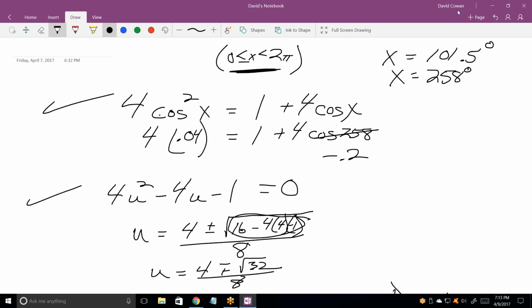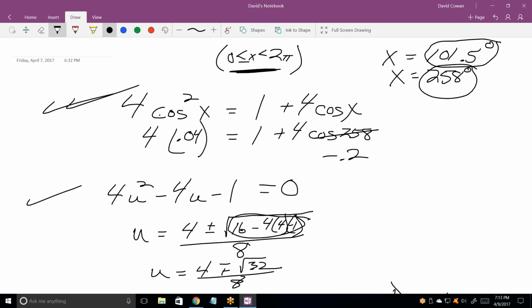Now, if you also checked 101.5 degrees, you should also get the same. In other words, the cosine of 101.5 is the same as the cosine of 258. They're both negative, and they're both the equivalent angle of 78.5 degrees. So the cosine of each of those angles is the same, which means that both of them are going to check out in that equation.